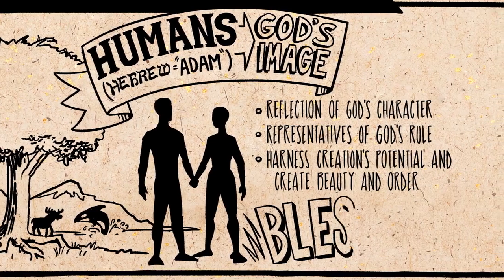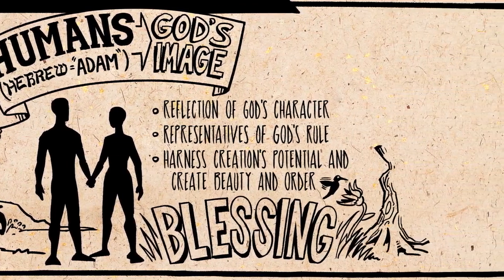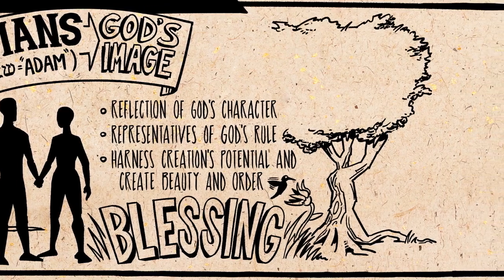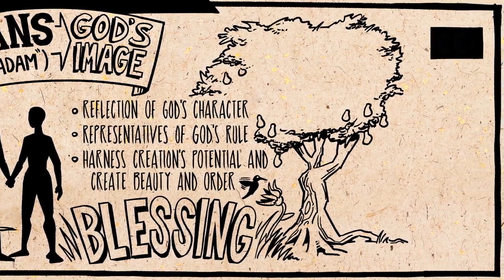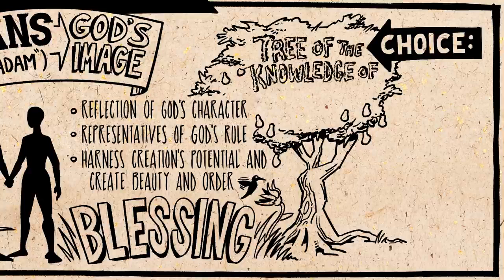God blesses the humans. It's a key word in this book. And he gives them a garden. It's like a place from which they begin starting to build this new world. Now, the key is that the humans have a choice about how they're going to go about building this world. And that's represented by the tree of the knowledge of good and evil.